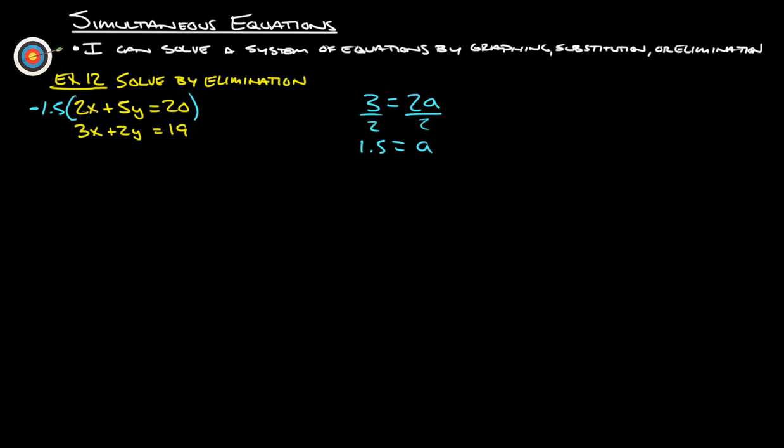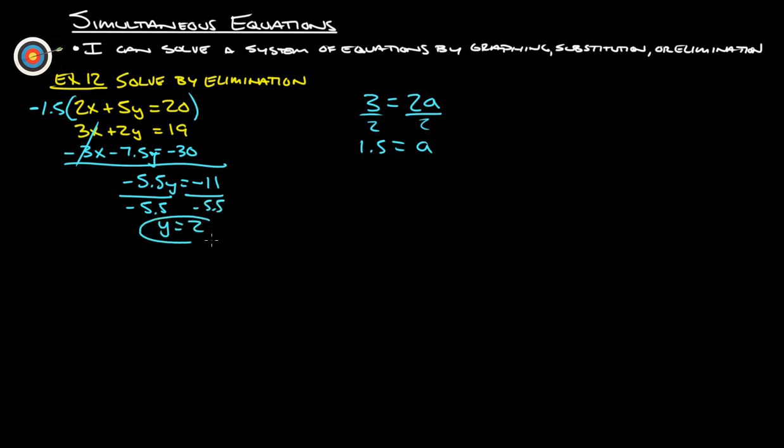Okay? So -1.5 times 2 is -3x. 1.5 times 5 is going to be -7.5. And then -1.5 times 20 is going to give us -30. And now we add these together. Those get eliminated. 2y minus 7.5y is -5.5y equals -11. Divide by -5.5, and we're going to get that y equals 2.